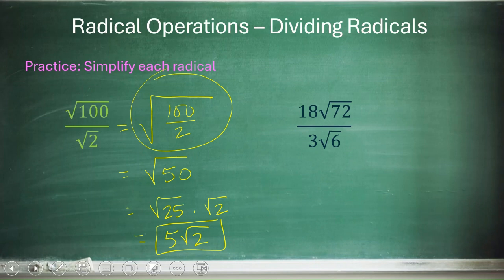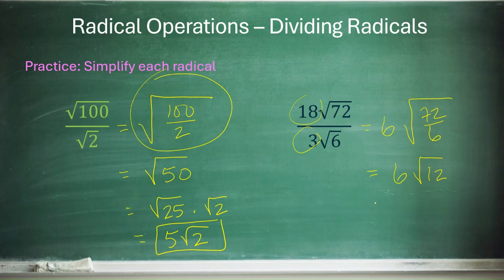All right, so on this one, we have coefficients. We have 18 divided by 3. Okay, so I'm going to go ahead and do that. That gives me 6. And then I'm going to just say that I have 72 divided by 6. And then I'm going to simplify from here. So I end up with 6. And 72 divided by 6 is 12. So I have 6 times the square root of 12.